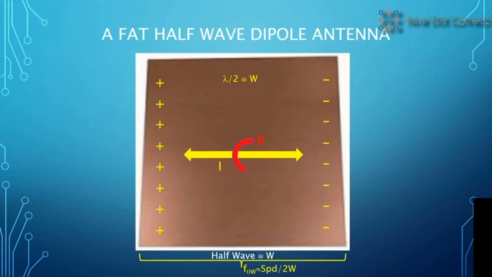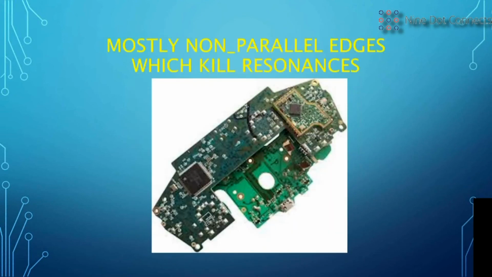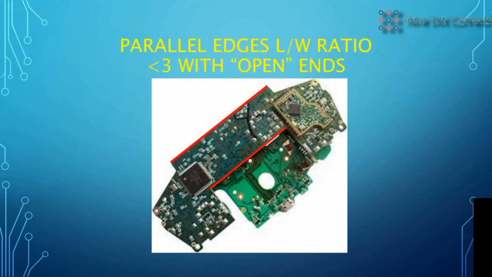But what about this? What is this? I don't know what it is, but let's look at it from just the general geometry. Mostly I see non-parallel edges, which kill resonances because the energy can't bounce back and forth between them. Every time it bounces, it's going to change direction. Every time it goes around a corner, it's going to lose some. It does have two parallel edges, but the length to width ratio is less than about 3, so it's not very long. And it has open ends on the board, which does not have parallel edges. So most of that energy is going to leak out if it gets in there over a very short distance. Thus, this board would not make a very good resonator.